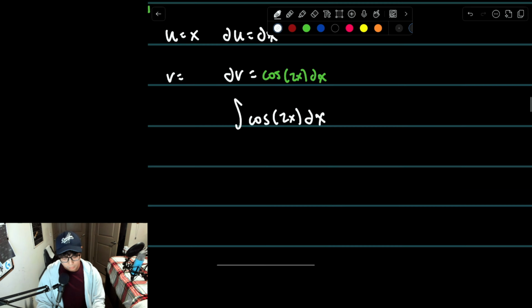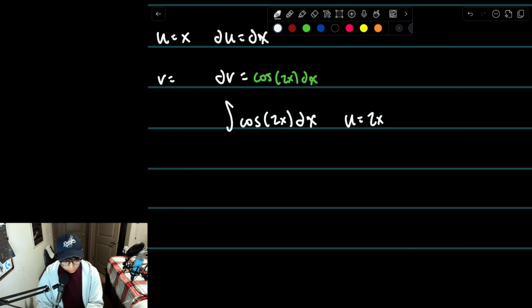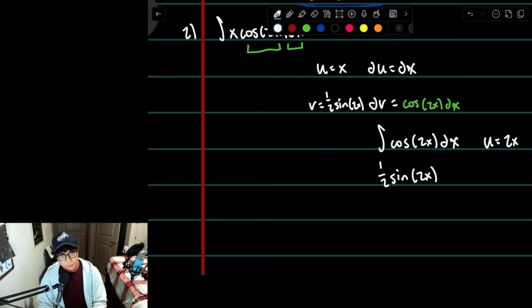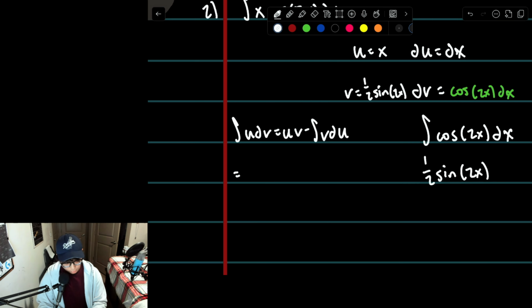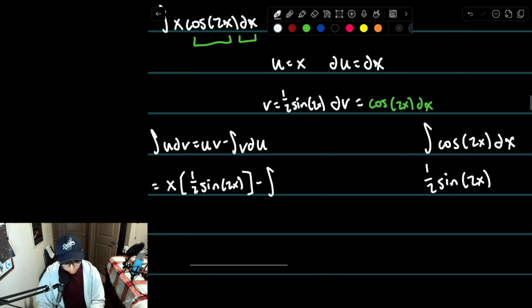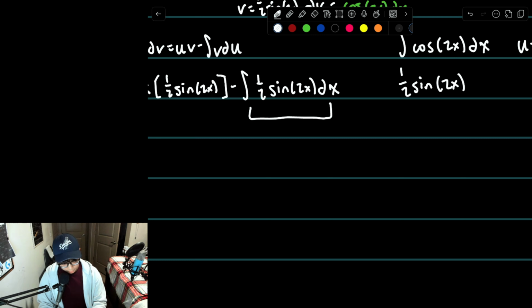Now this will require a simple u substitution, so our u will be 2x, our du will be 2 dx, our dx will be du over 2, and our final integral will be 1/2 sine 2x. So that will be our v. Now that we have all of our variables, we can plug it into our formula. Our u is x, our v is 1/2 sine 2x, and then we are subtracting the integral of our v du, which will be 1/2 sine 2x times dx. Now with this integral, we are instructed to do another u substitution, which, let's take out our 1/2 sine 2x dx.